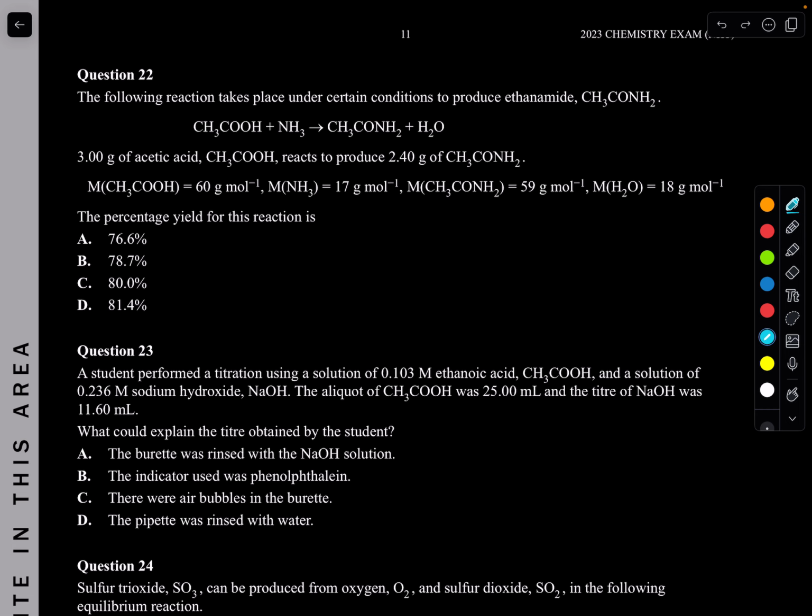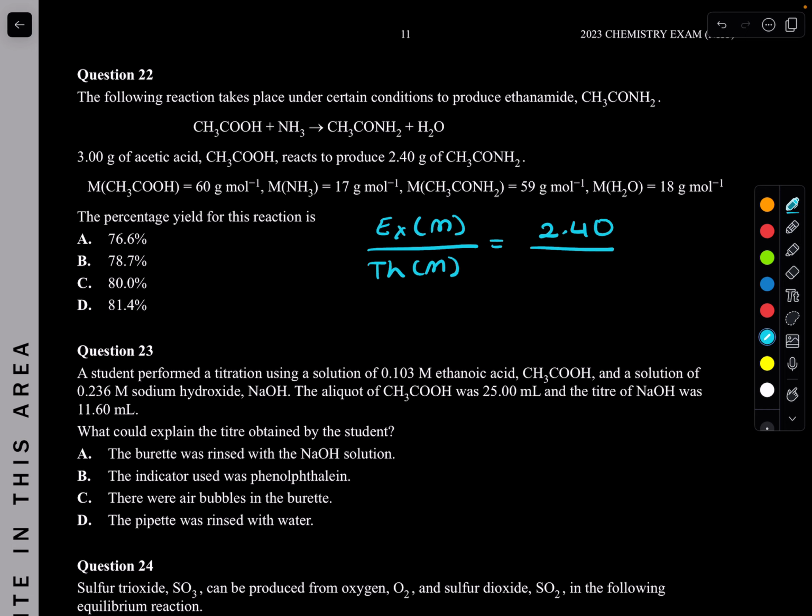It's the experimental mass of ethane amide, because that's what we're producing, over your theoretical mass of ethane amide, and we multiply by 100 to get a percentage. We don't know the experimental, but they told us that when we reacted this, we already produced 2.4. So we got an experimental value of 2.4 grams. How do we calculate the theoretical value? This is where we use stoichiometry.